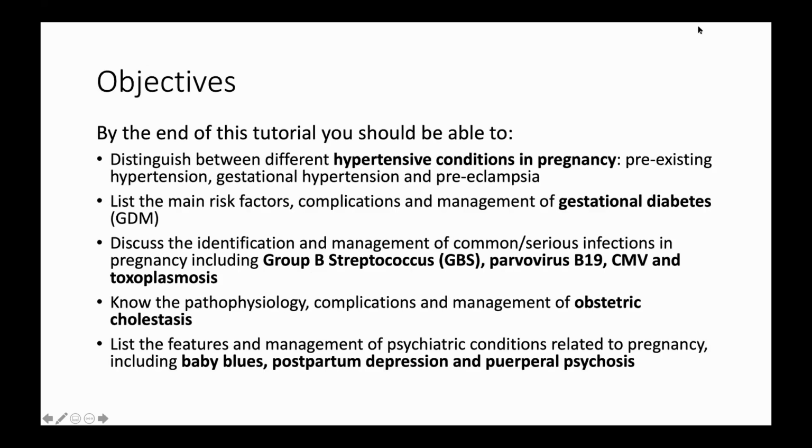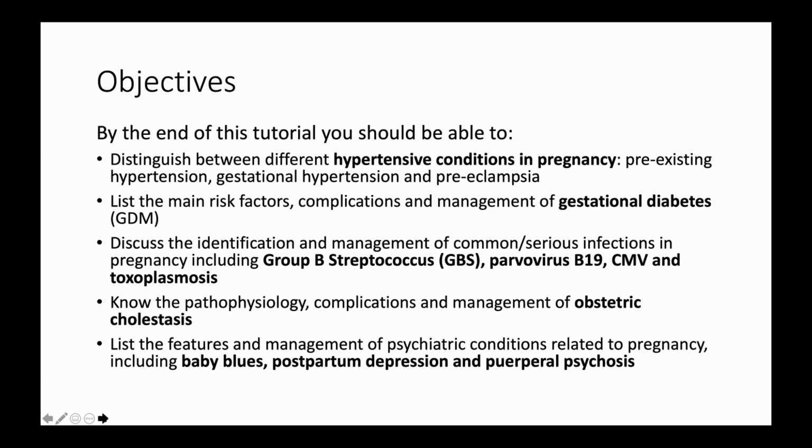Okay, so the objectives of this session are that by the end of this tutorial, you should be familiar with various hypertensive conditions of pregnancy, ranging from pre-existing hypertension all the way through to preeclampsia. We're going to look at gestational diabetes, both in terms of risk factors and management, complications. We're going to have a look at common and/or serious infections in pregnancy, discuss obstetric cholestasis in brief, and then at the end we're going to go through common and important psychiatric conditions of pregnancy.